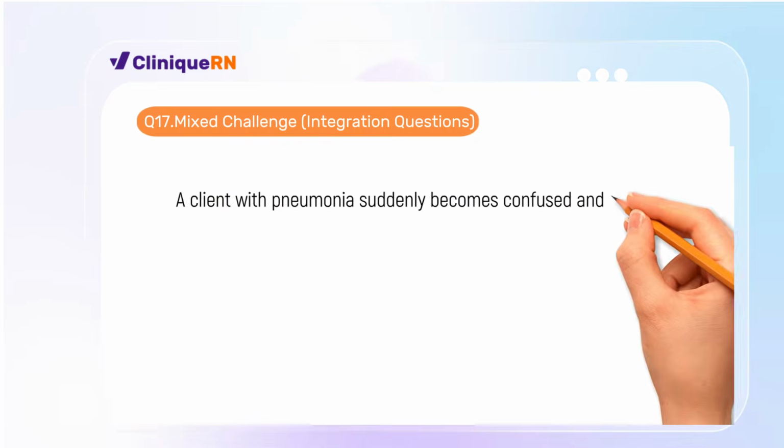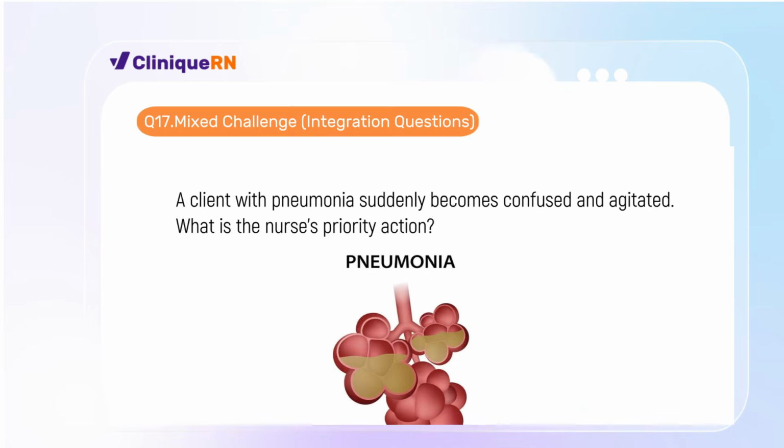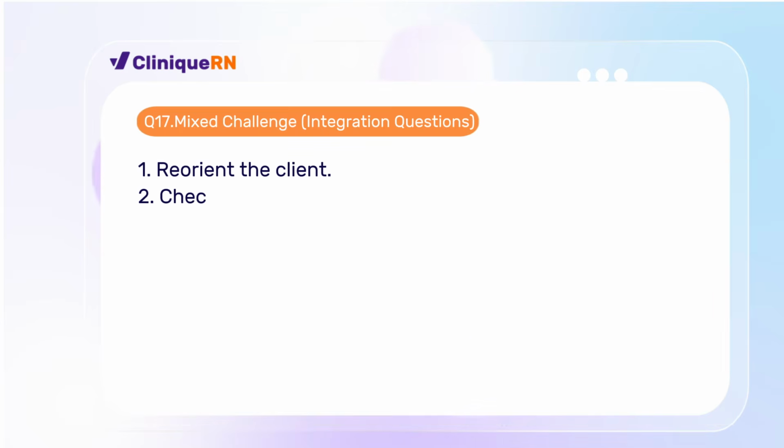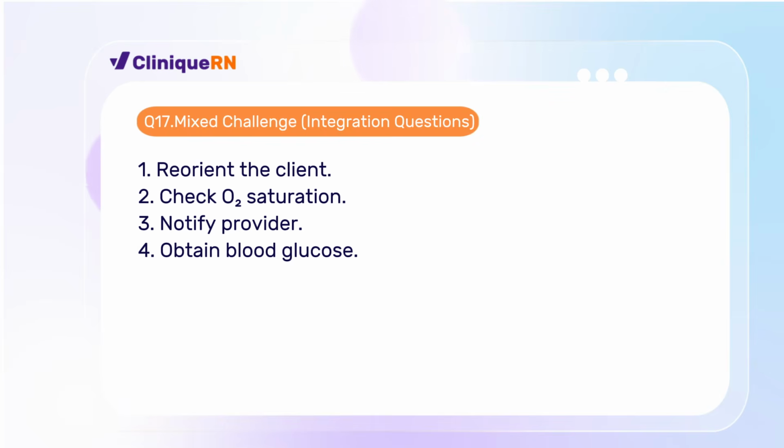Question 17. A client with pneumonia suddenly becomes confused and agitated. What is the nurse's priority action? 1. Reorient the client. 2. Check O2 saturation. 3. Notify provider. 4. Obtain blood glucose.